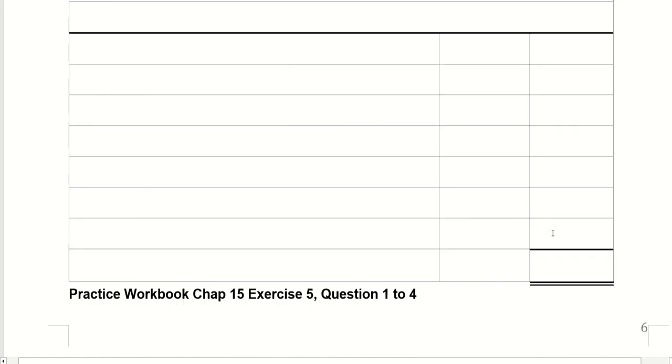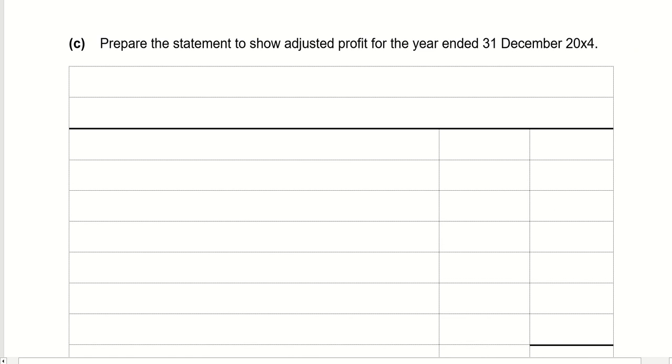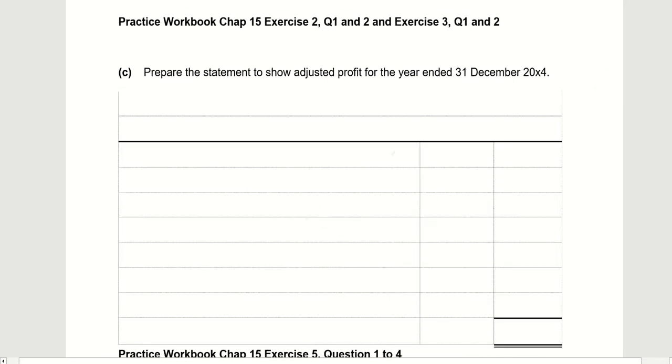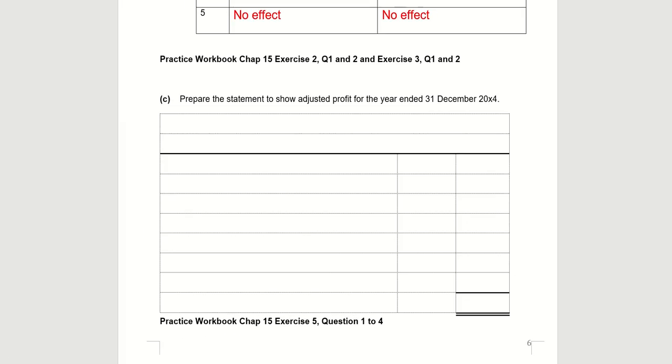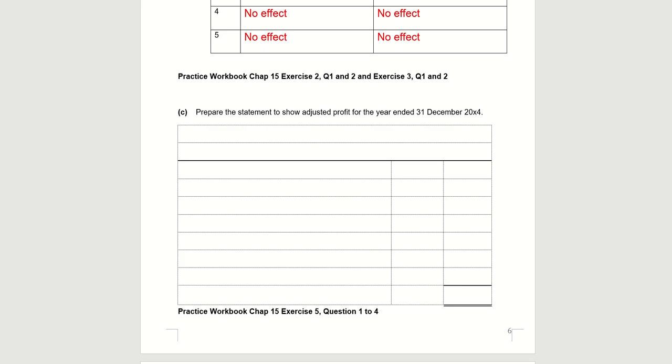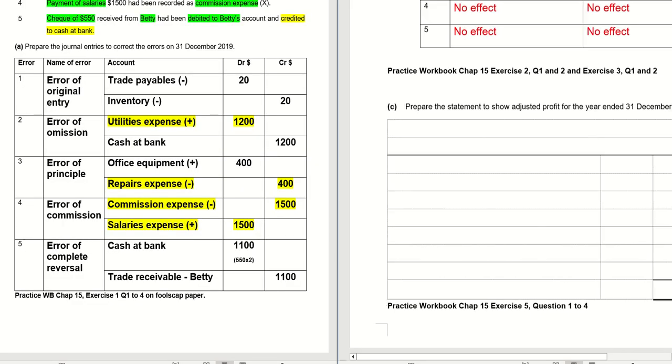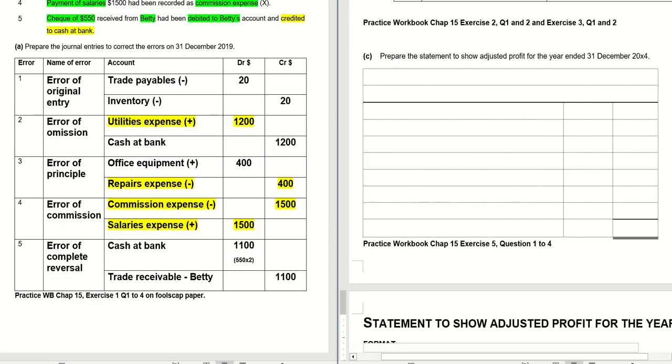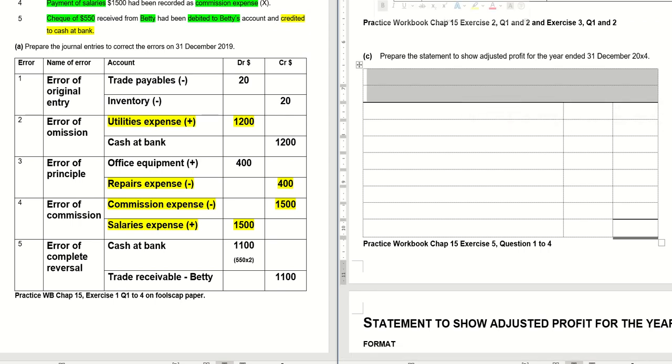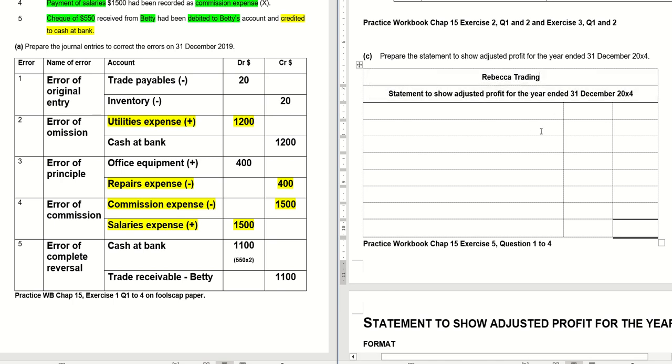All right, so let's go back one page and take a look at section C that asks you to prepare the statement to show adjusted profit for the year for exercise example number 1. So as usual, first we write the business name and the title. The business name is Rebecca Trading. The title is Statement to Show Adjusted Profit for the Year.